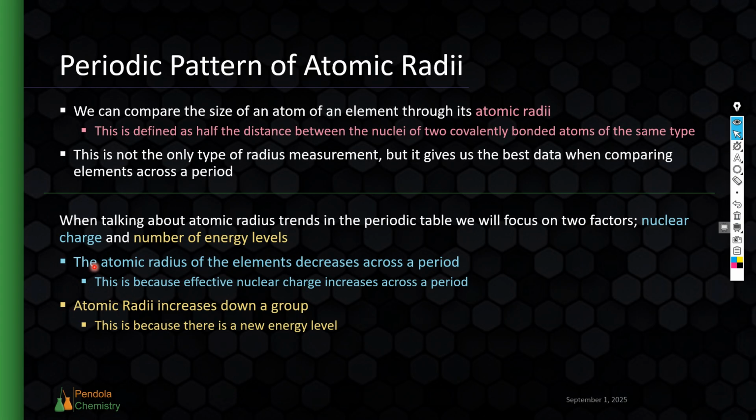So we have, if we're comparing elements in the same period, we say the atomic radius is going to decrease across the period, because the effective nuclear charge increases while the energy level stays the same. While if we're doing the atomic radius down a group, we say the atomic radius increases down a group because there's a new energy level in each group, and even though the proton number increases, it is outweighed by the new energy levels.